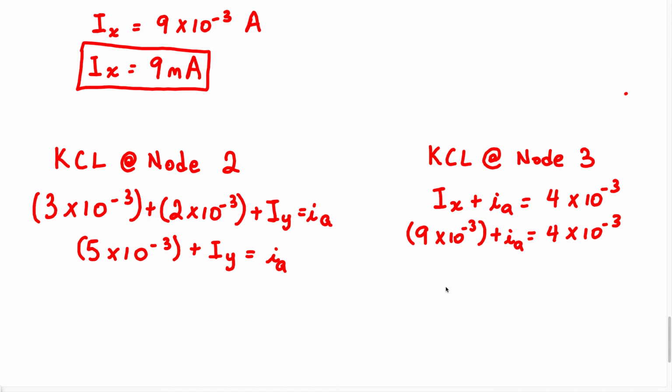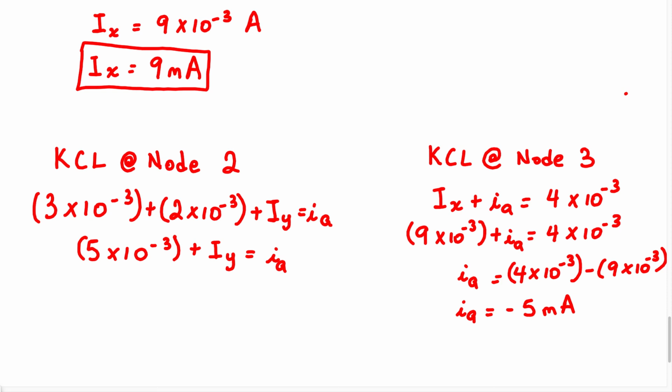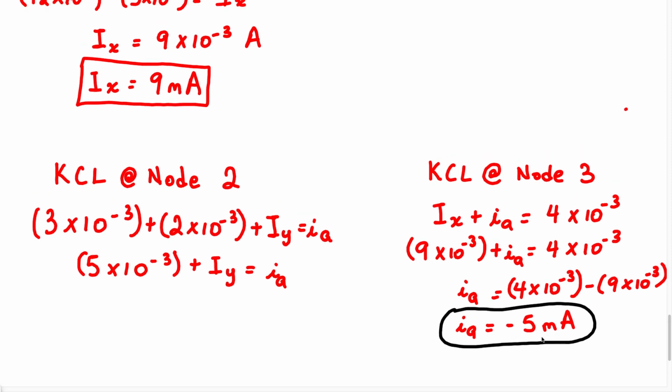Now let's solve for IA. We can say IA equals, we're going to have 4 times 10 to the minus 3 minus 9 times 10 to the minus 3. When you solve for this, IA is going to equal negative 5 milliamps. Now this is not one of our currents that they want us to find, but it might be useful, right? So we know IA equals negative 5 milliamps.